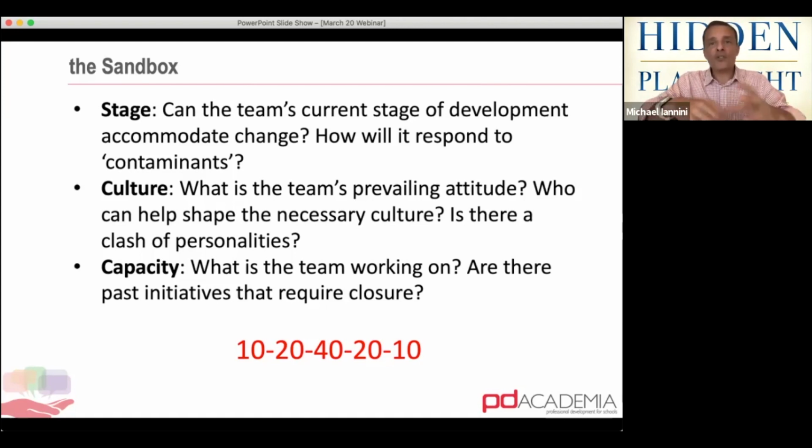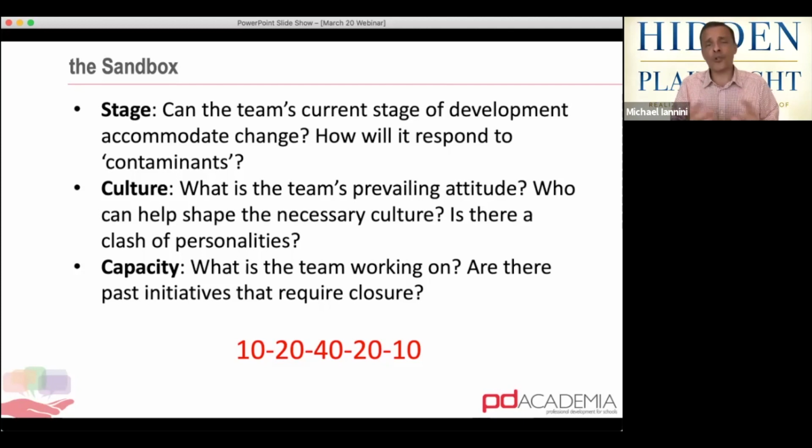Now, as you start thinking about your sandbox, again, a few considerations. What's the stage of development that your team is in? This is something that I address in the book, talking about Tuckman stages. If you're working in a sandbox and this is a new team, you're going to have to do some team building. And you're going to have to be prepared for the fact that if you haven't done the team building, you can't really tackle the hard issues yet.